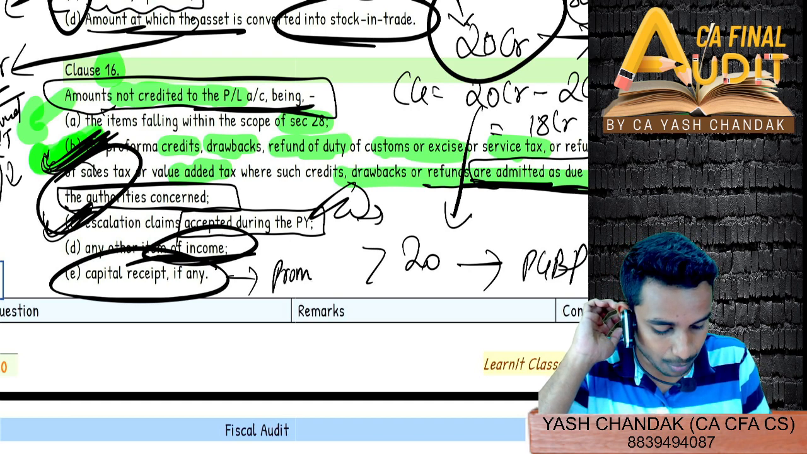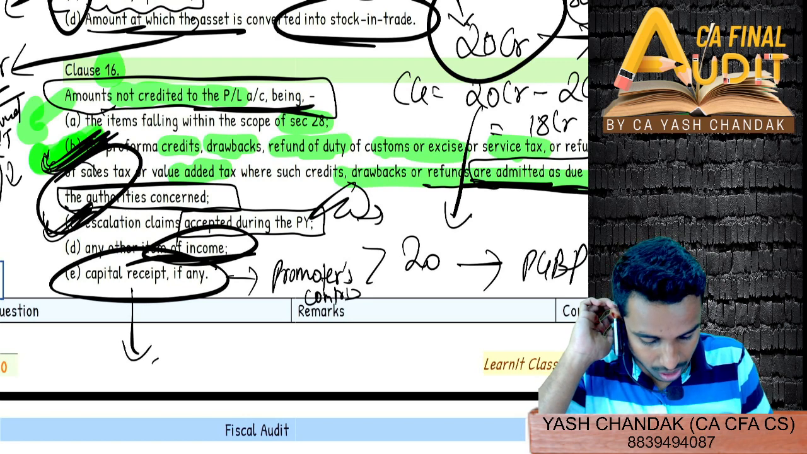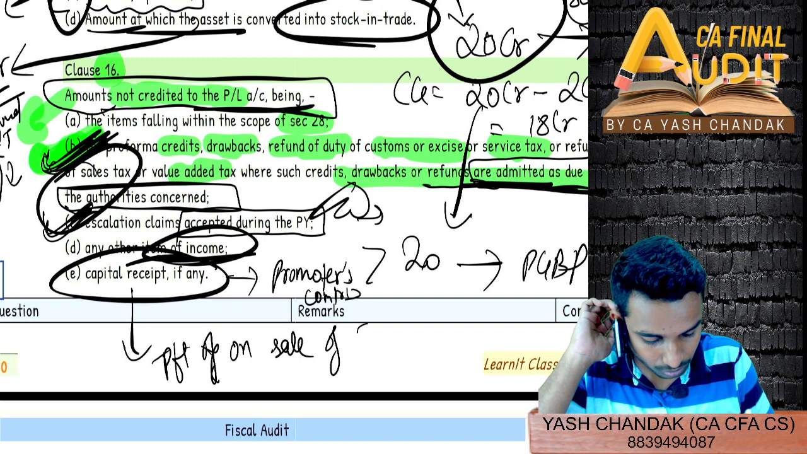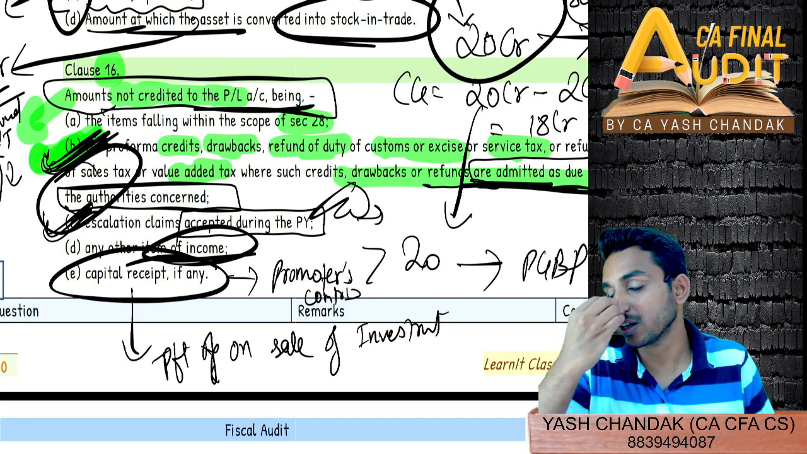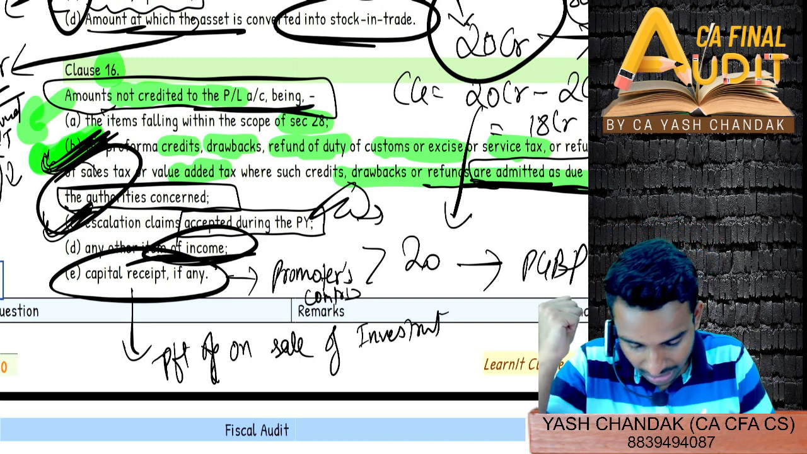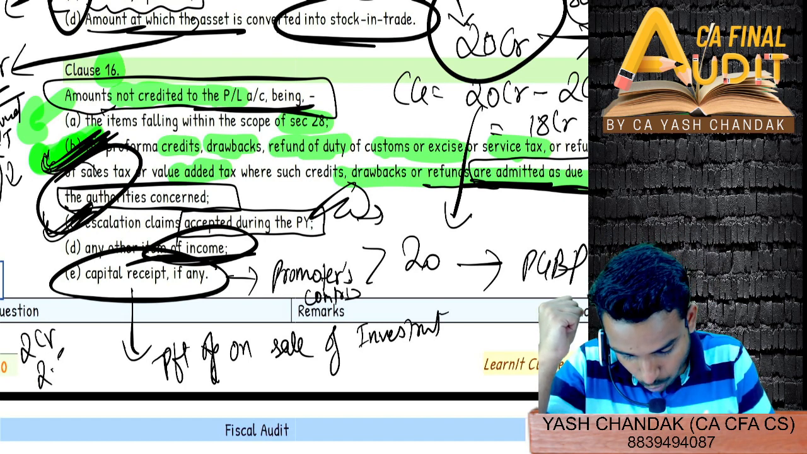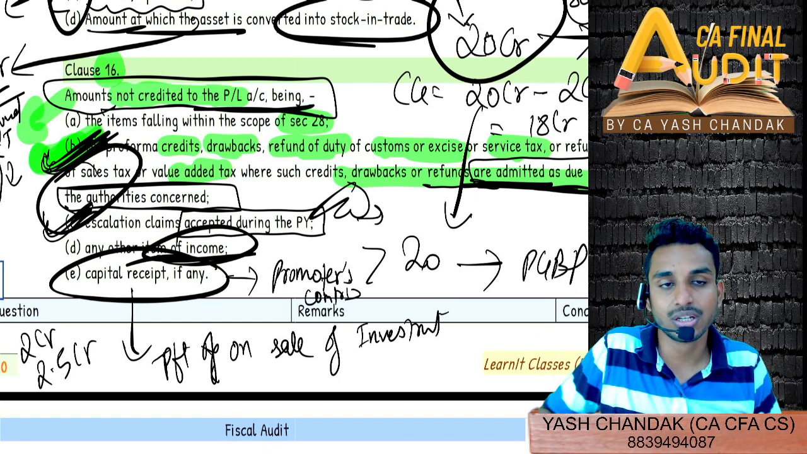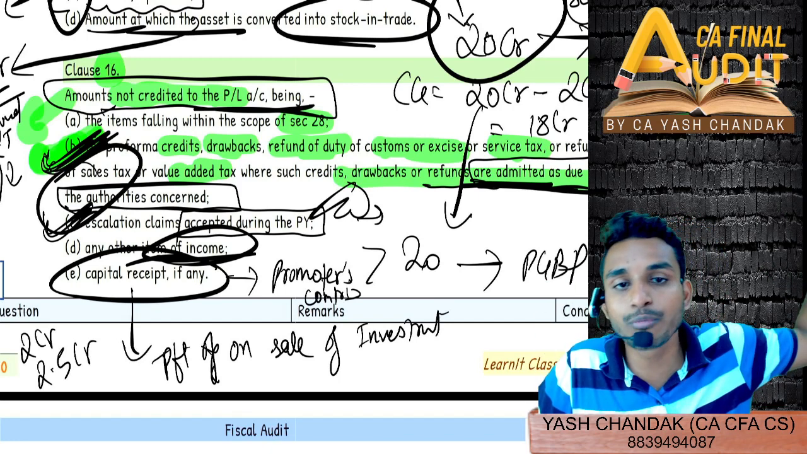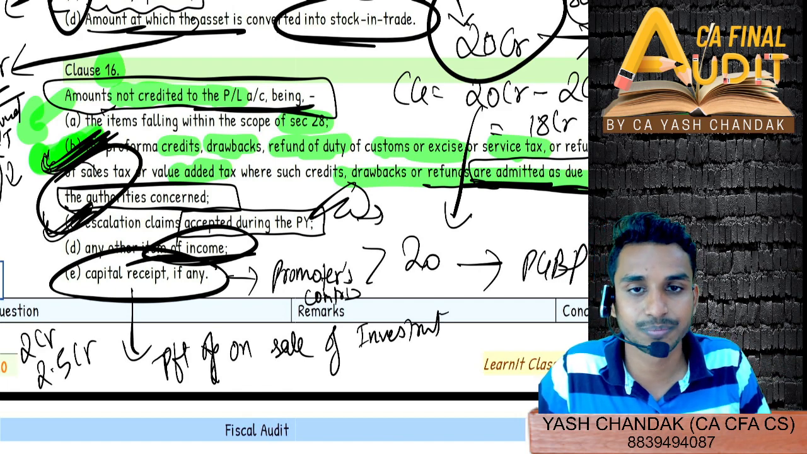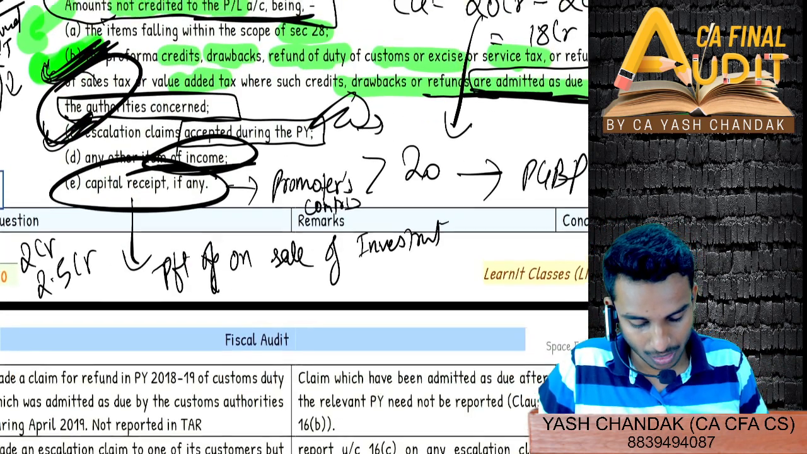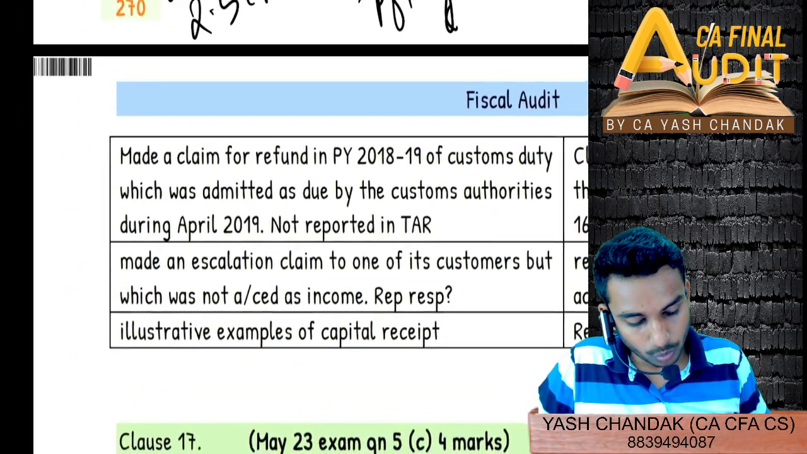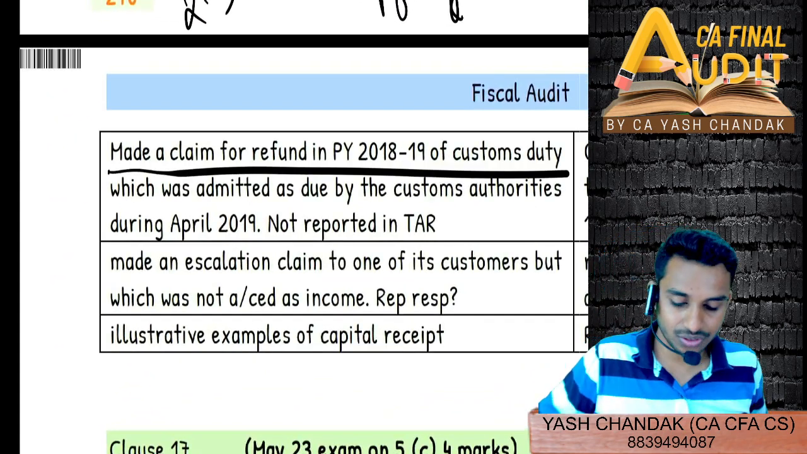Let's say I gave an example of promoter's contribution, or suppose profit on sale of investment. Now this is a capital receipt. Suppose I bought an investment of 2 CR and I sold it for 2.5 CR. How much will I include here? 0.5, not the entire 2.5 CR, but the capital receipt, the amount which should have gone to profit and loss account, 0.5 CR. Correct? So quickly go through these questions.